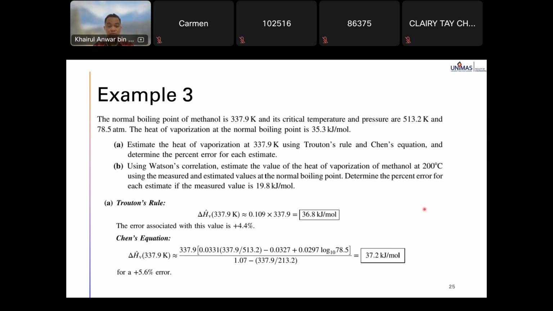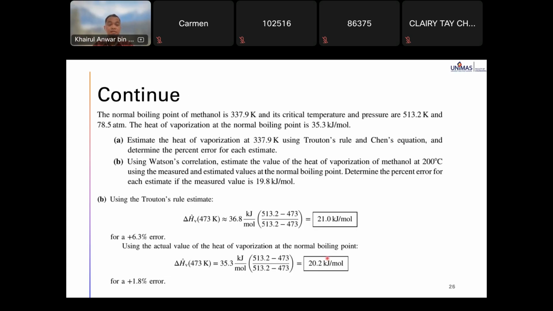So for Trouton's rule, this is part of methanol. Methanol is a low molecular weight alcohol, so you use the second expression for Trouton's rule, 0.109 Tb. For the Chen equation, it doesn't matter, just plug in the values. But for Tc and Pc, you need to refer to Table B1.